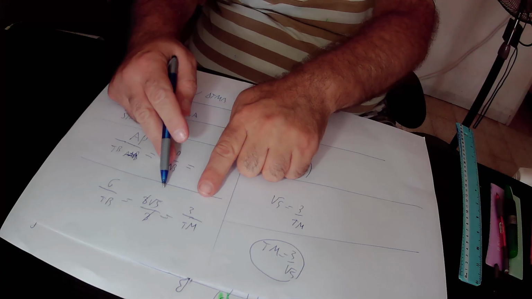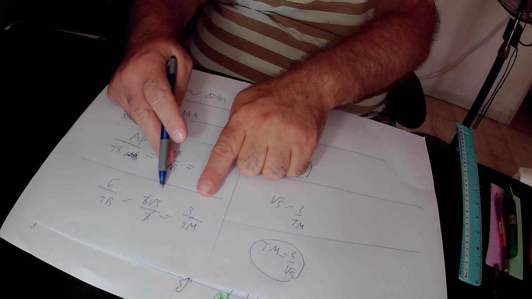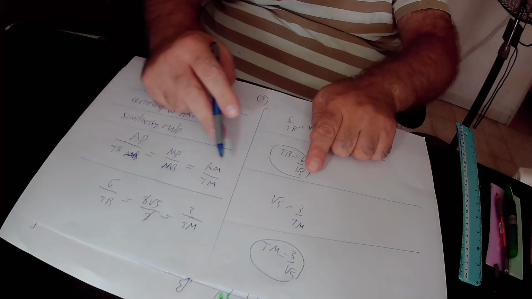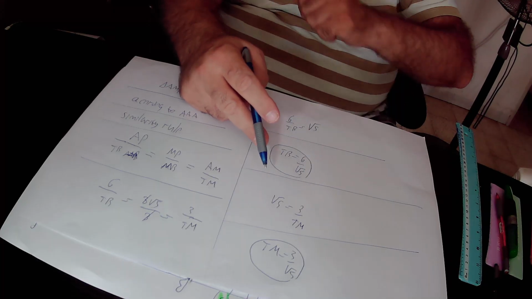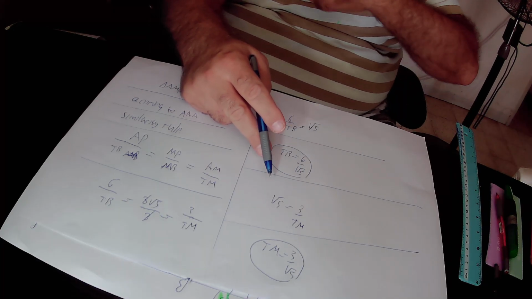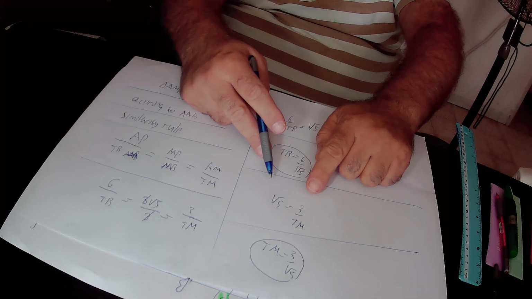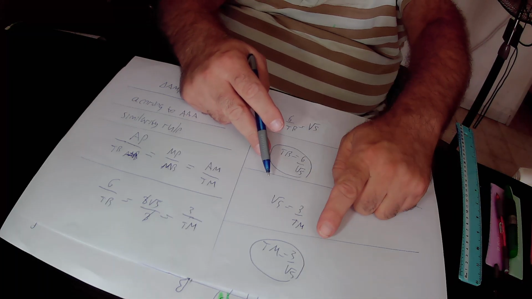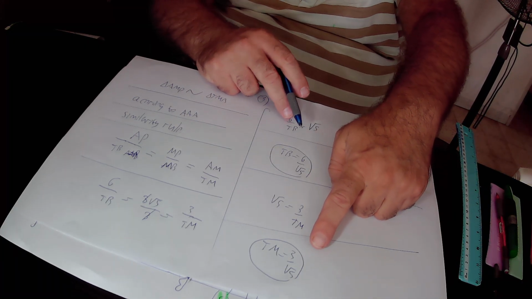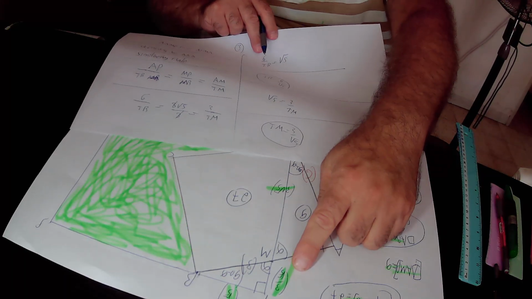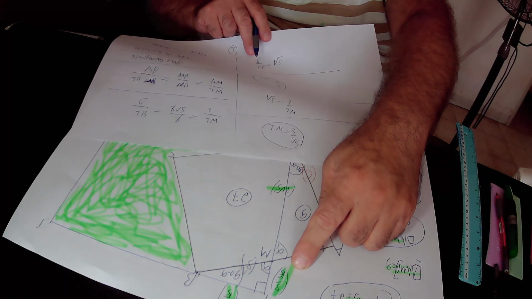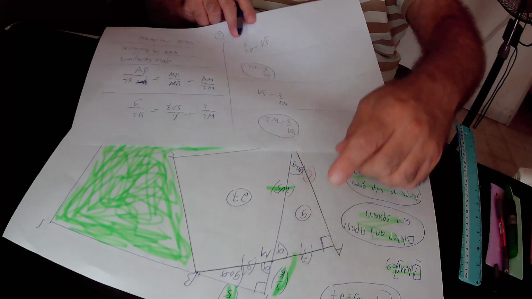Those two sides are also equal to each other. That is to say, square root of 5 equals 3 over TM. Here we multiply this equation by TM, and then divide it by square root of 5, and we find that TM equals 3 over square root of 5 units in length. This is the missing TM.